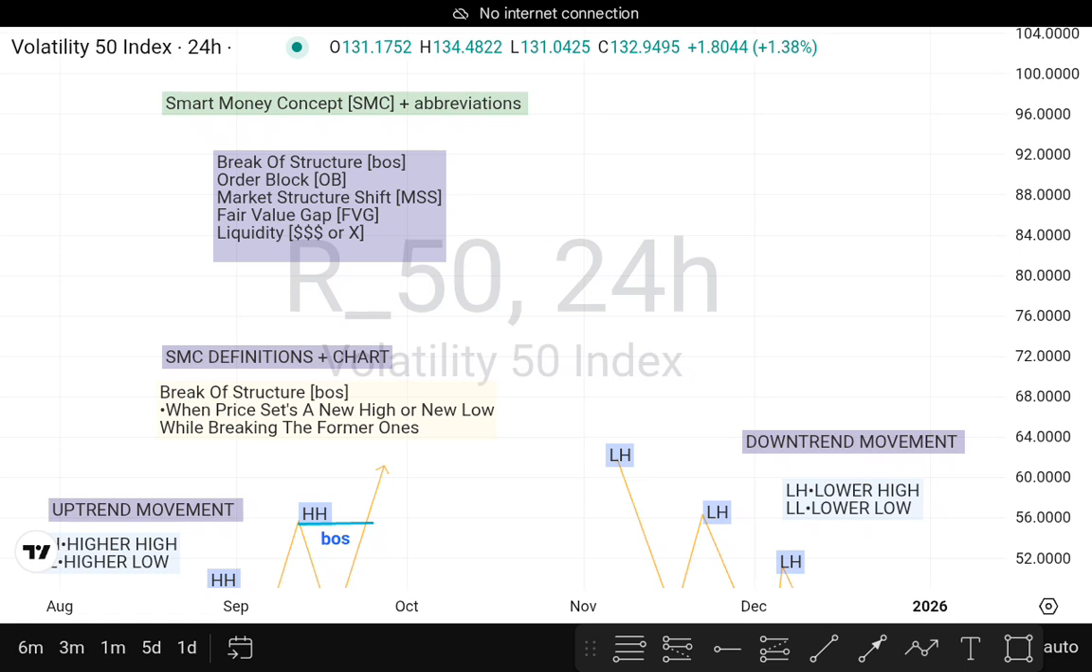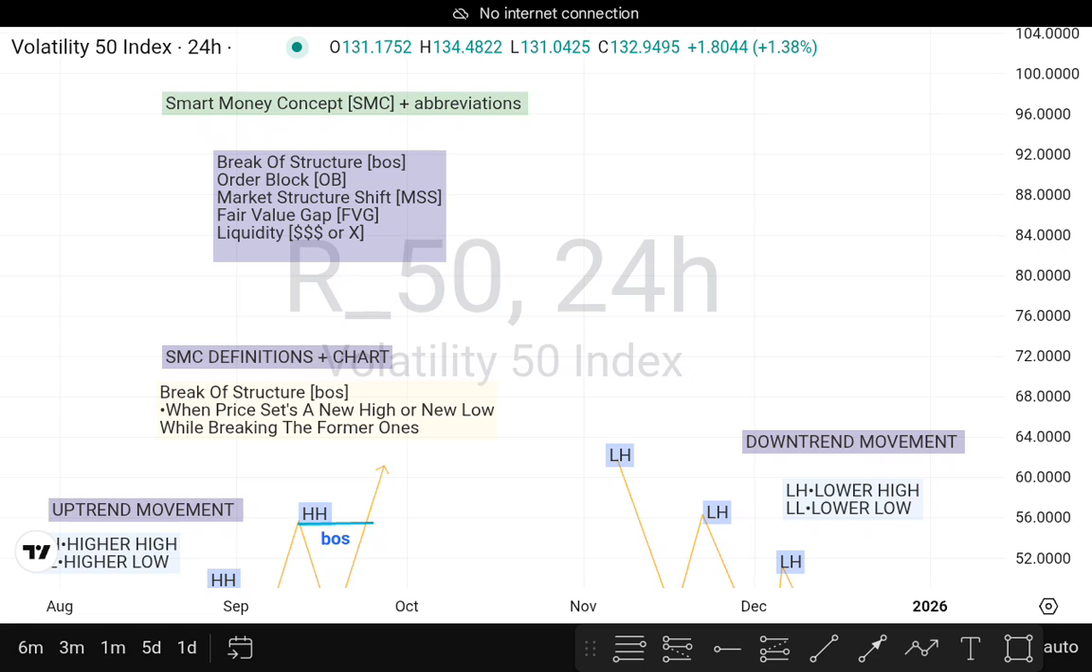You always ask yourself why on some other traders' charts you see the abbreviations BOS, OB, MSS, FVG, or maybe you see the dollar currency, or just a capital letter or small letter X. Okay guys, as you can see, smart money concept in short is SMC, guys.